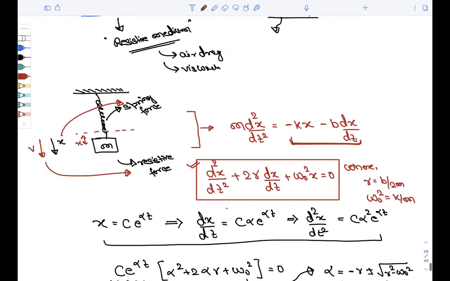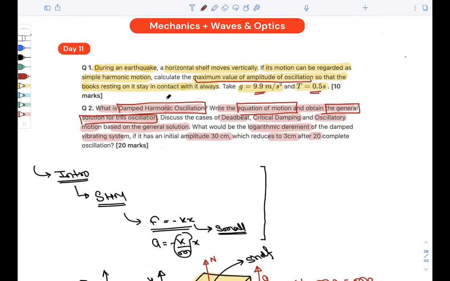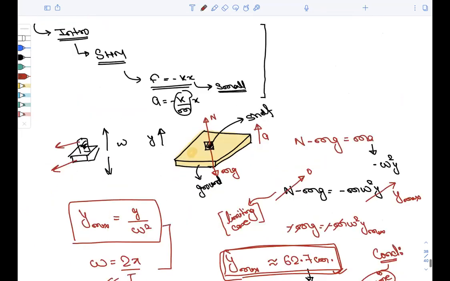Again, try to find out. This is a 20 mark question, and they're asking so much. So first thing, define; second, the equation of motion we have got; then the general solution we have identified, right? So always write in these three to four lines, right? Then we will discuss the case of deadbeat, critical damping, and the oscillatory vibrating system. So let us start with the cases.